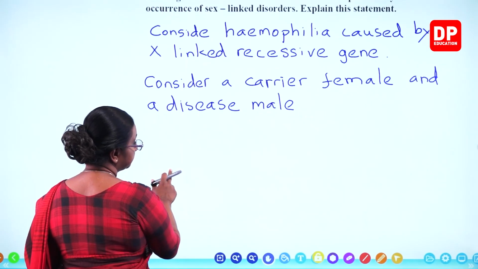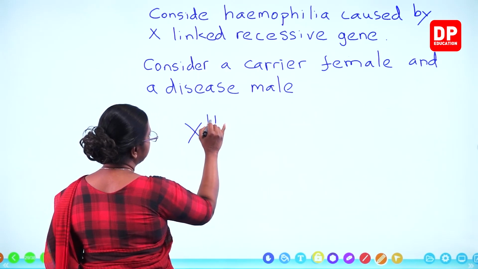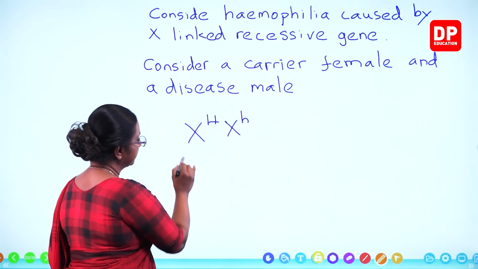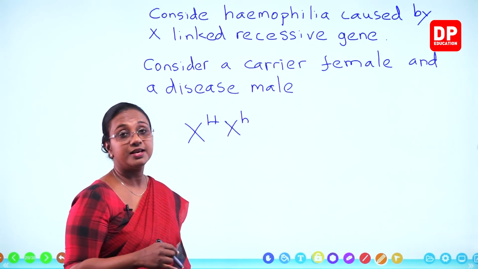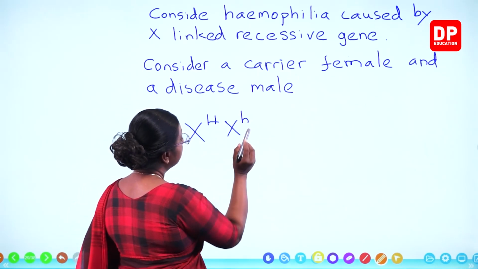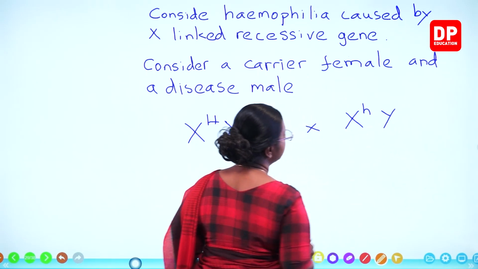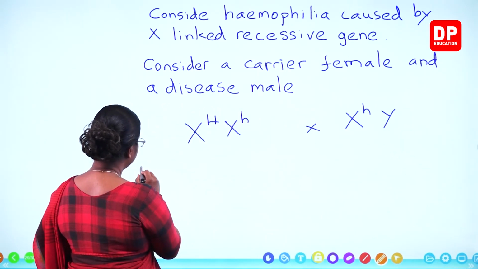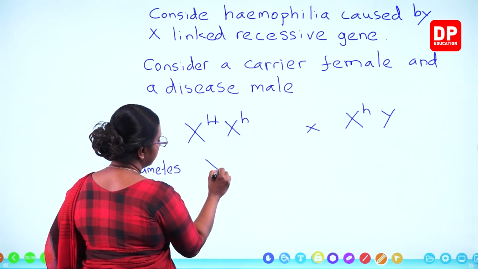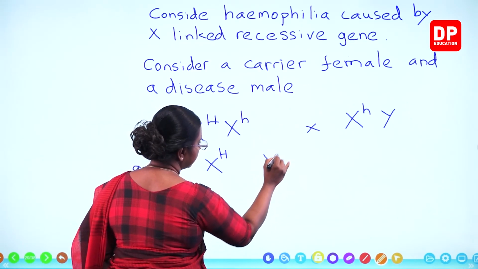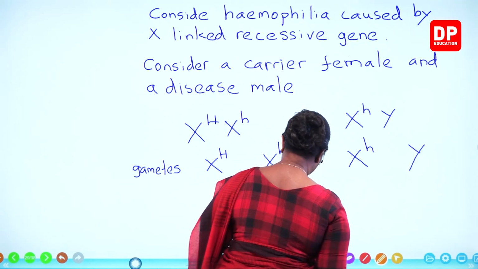So what happens? Carrier female, X capital H, X simple H. We can either use the lines to show the chromosomes or we can write it as superscript. Either way is fine. Carrier female and the male with the disease, X, Y does not have the chromosome. So what happens to the gametes? Gametes XH and X simple H. Here you have X simple H and Y.